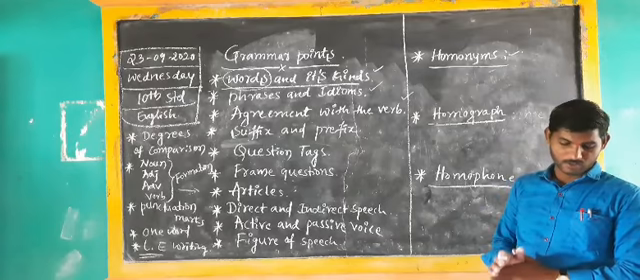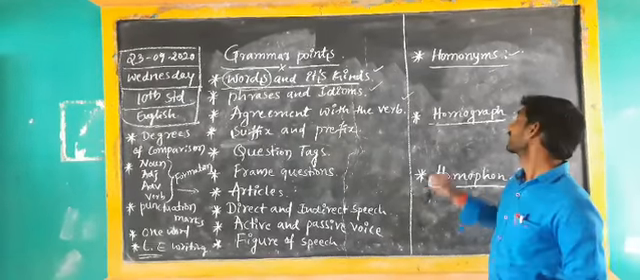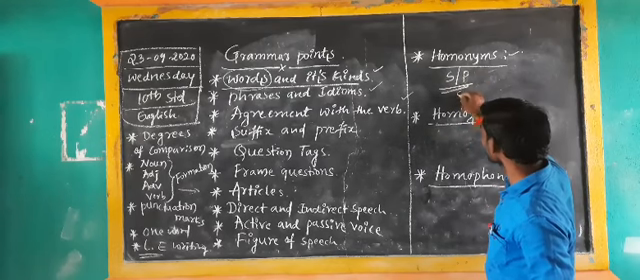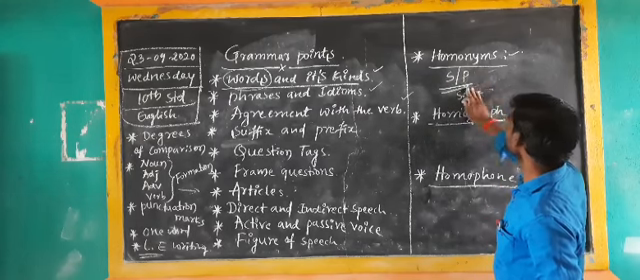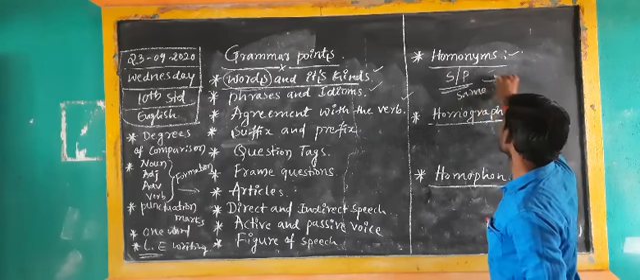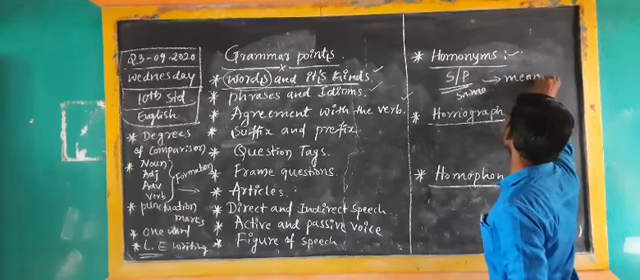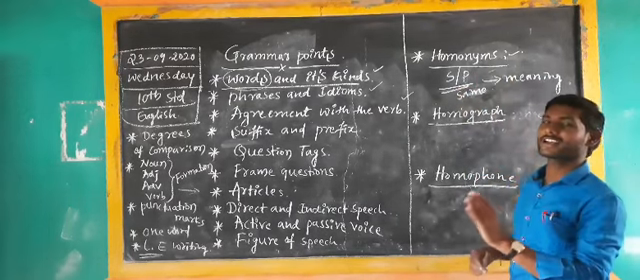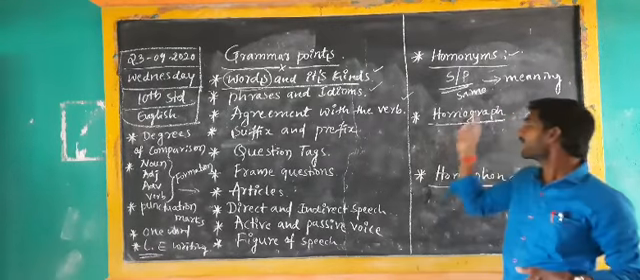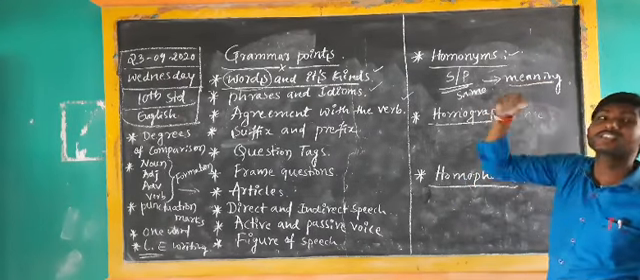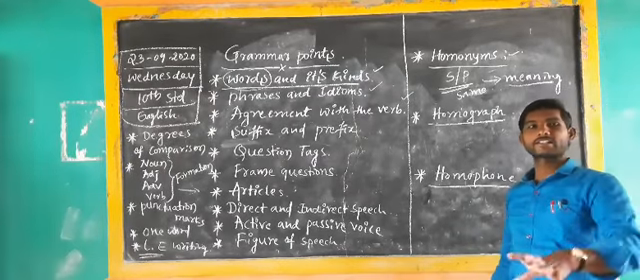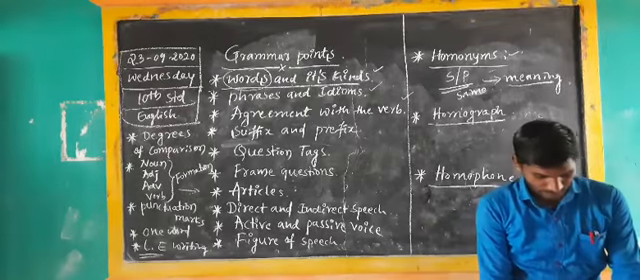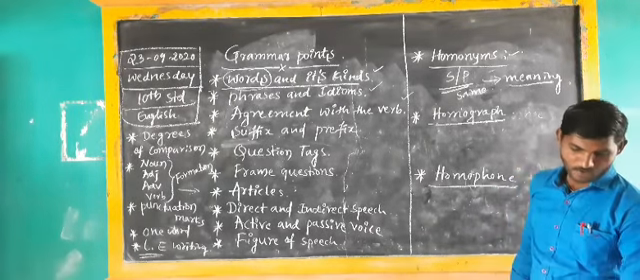One or two more words spelled and pronounced alike. Here spelling and pronunciation both are the same, but meanings are different. Just you have to understand here. Spelling and pronunciation are alike, alike means same, but meaning is different. Those words are considered as homonyms. Is it clear? The next one, second point, homophone.